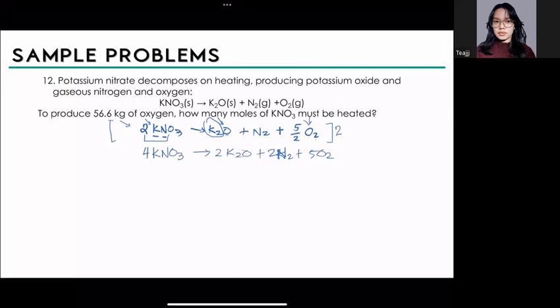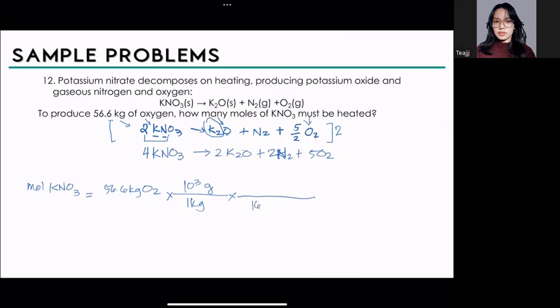Now we can proceed with the actual calculation. Hinahanap is moles KNO3. Binigyan tayo 56.6 kilograms of oxygen. And when we say oxygen, di ba, non-metals ito siya, oxygen is a diatomic molecule. So it manifests as O2, hindi O. O2 dapat. Kasi oxygen gas yan. And then we first convert kilograms into grams to make it easier for us. And then convert grams O2 into moles of O2.